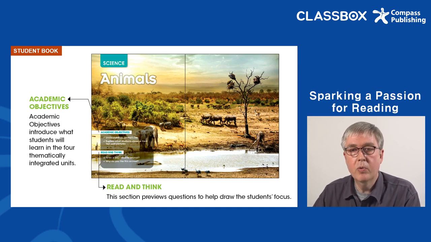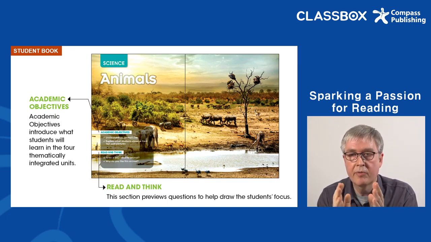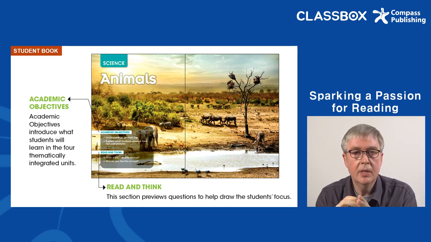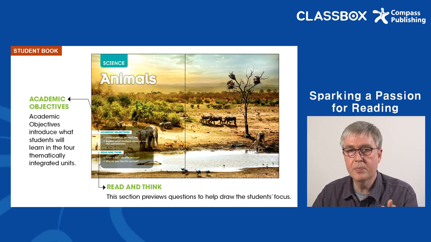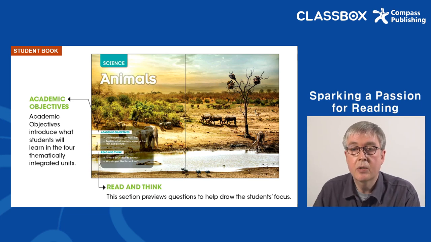I'll just give you a very quick walkthrough of one unit. The way that we've organized the books is they're grouped into four units that are all thematically linked around one theme. This one is all about animals. We open up with a big two-page spread with a nice big picture that you can talk about, introduce the topic, get them interested. It also lists all the academic objectives for the unit, and some leading questions for them to think about and to personalize the content.